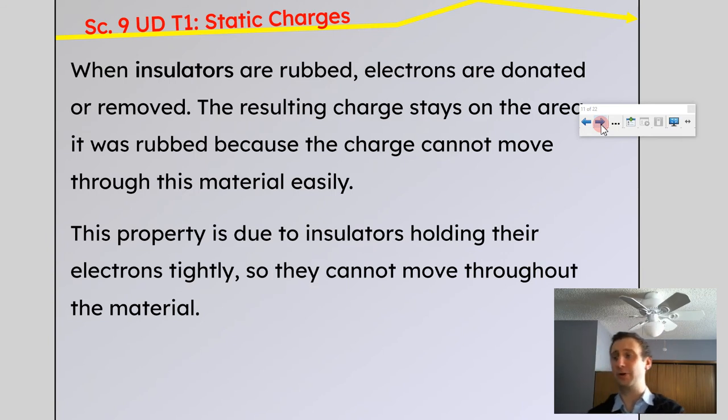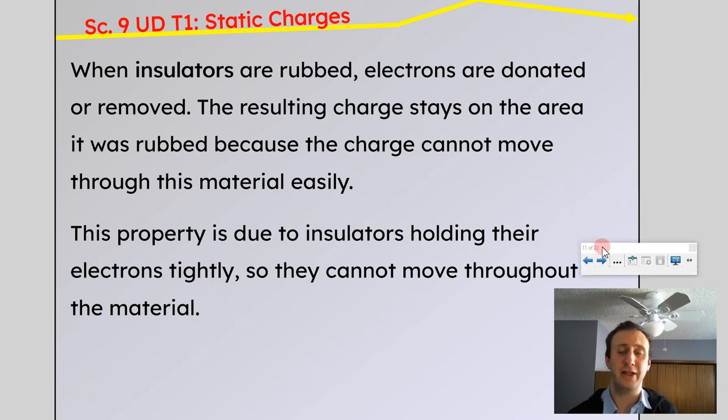So let's talk now about insulators, conductors, semiconductors, and superconductors. So these are terms you need to know, be very familiar with. First of all, when an insulator is rubbed, electrons are donated or removed. So insulators do not like electrons to move through them. So they insulate the transfer of charge. They prevent electrons from moving through. Just like insulation in your house tries to prevent heat from moving through, insulators prevent electrons from going through.